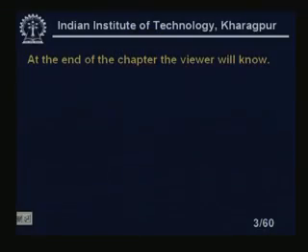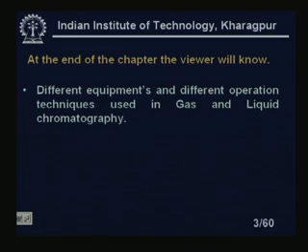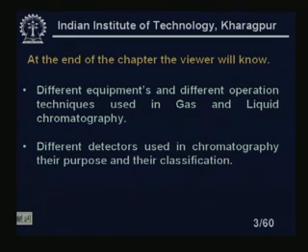At the end of the lesson, the viewer will know different equipment and different operation techniques used in gas and liquid chromatography, and the different detectors used in chromatography, their purpose and their classification. We will find there are different types of detectors available: the thermal conductivity detector, the flame ionization detector, and the electron capture detector. The principles are somewhat different, though thermal conductivity detectors are the oldest and most widely used detectors in gas chromatography.